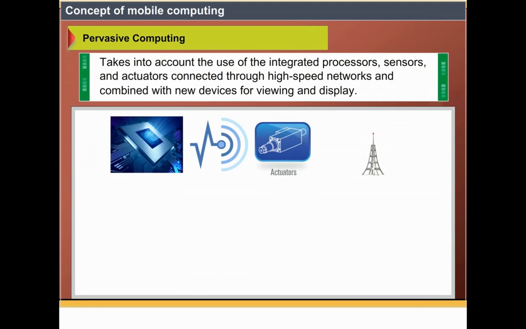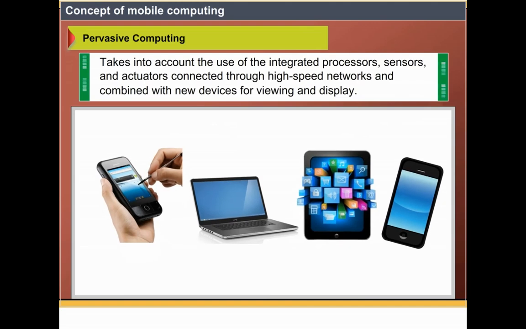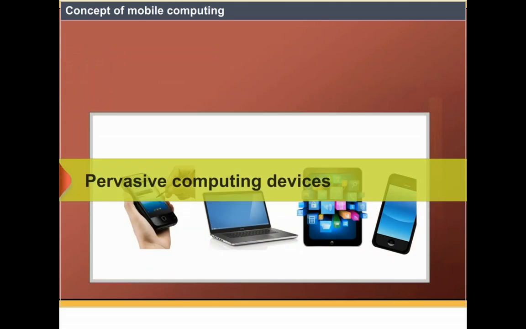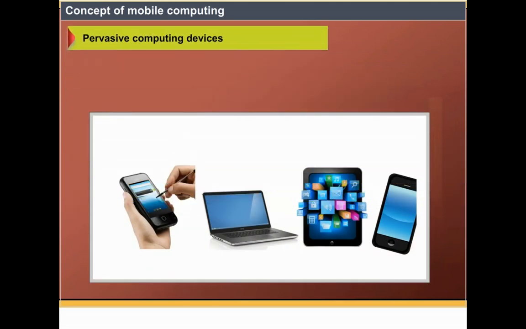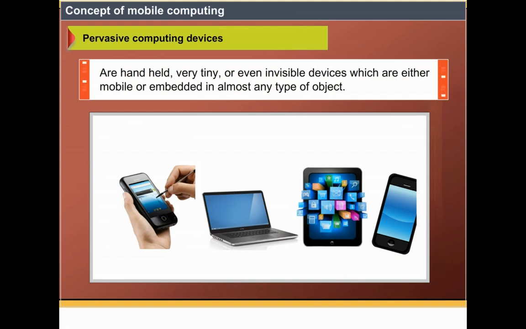Takes into account the use of integrated processors, sensors and actuators connected through high-speed networks and combined with new devices for viewing and display. Pervasive computing devices are not PCs or handheld, but very tiny or even invisible devices which are either mobile or embedded in almost any type of object.